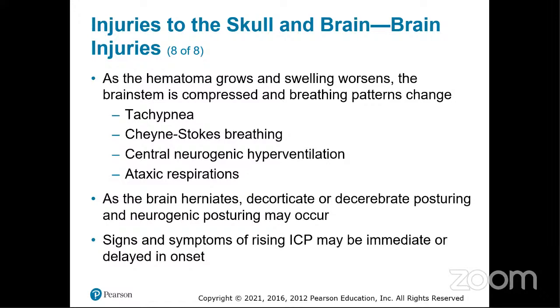As the brain herniates, decorticate and decerebrate posturing may occur. I don't know how to show you guys. Jessica and Will, we'll probably have to show you that in class because there's no way to show you that really well. If you look in the book, it has it too. At first they go out like this, so they'll kind of posture out, and then as it increases, you'll watch their hands and arms come up in. It looks like a praying mantis.